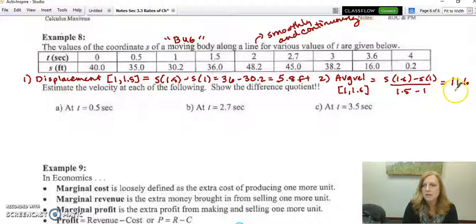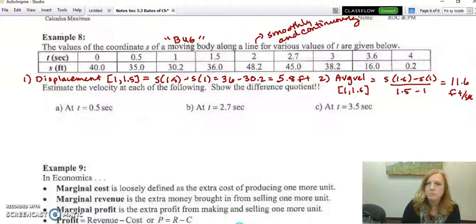Now my units on this one, this is going to be feet per second, right? Displacement is feet, time is seconds, so we put that in. All right, so I could ask you to do different things like that on the table as well.